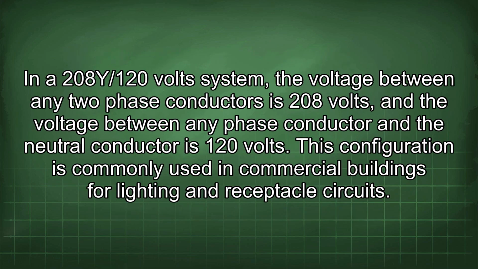In a 208Y/120 volt system, the voltage between any two phase conductors is 208 volts, and the voltage between any phase conductor and the neutral conductor is 120 volts. This configuration is commonly used in commercial buildings for lighting and receptacle circuits.